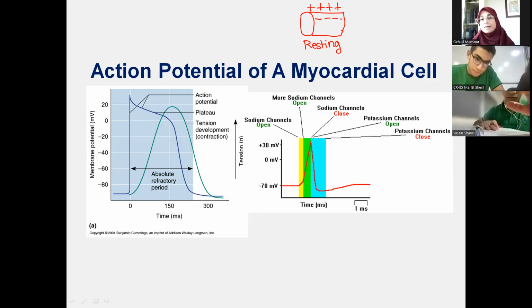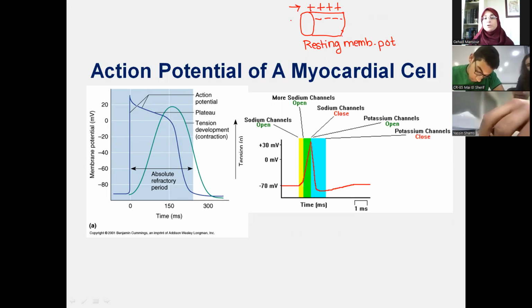So last time we talked about the resting membrane potential, or the resting state of the cell membrane. This is what we call the resting membrane potential. وقلنا إنه the overall charge outside is positive and the overall charge inside is negative. وفي الحالة دي بنقول إنه the membrane is polarized, or the membrane is in a state of polarization.